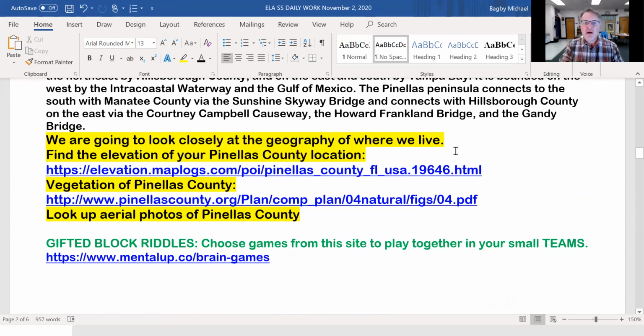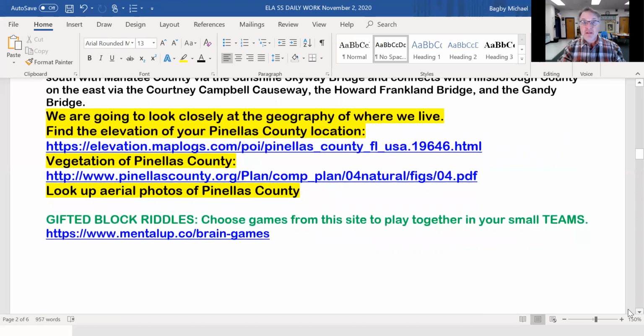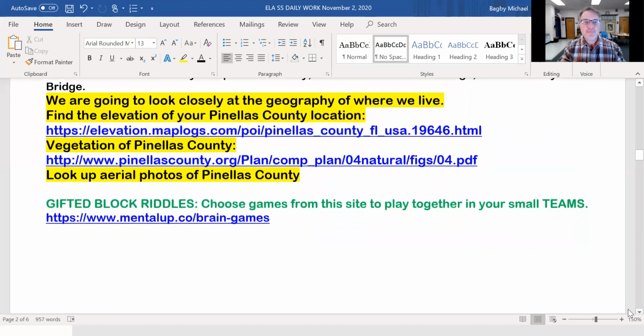Find the elevation of your Pinellas County location, your condo, your apartment complex, your house, and you'll find out how many feet or meters it is above sea level, the average sea level of the Gulf of Mexico. My house in Dunedin is 33 feet above sea level.